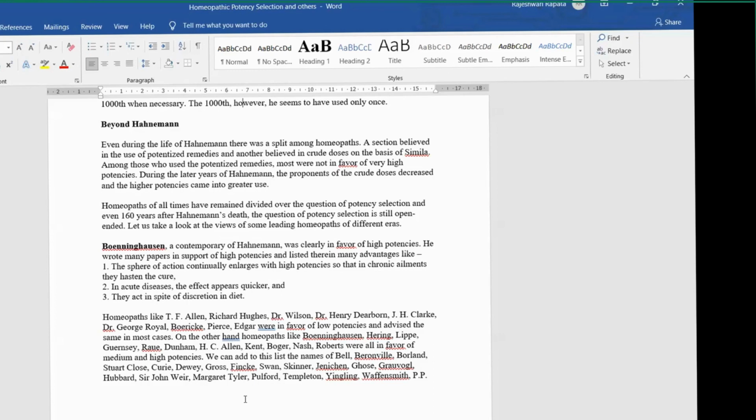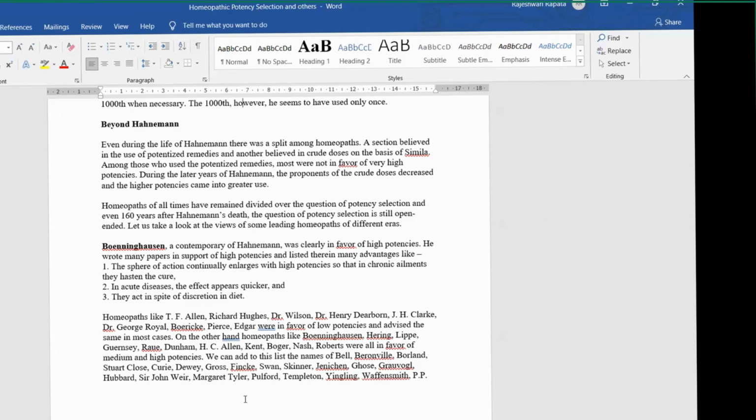So in this way, this is all about the experiences of different people. From this, you get an idea of how to select the right potencies, because these are all the pioneers. They have done great work in their field and in the field of homeopathy. So beyond Hahnemann, there were many splits among the homeopaths.